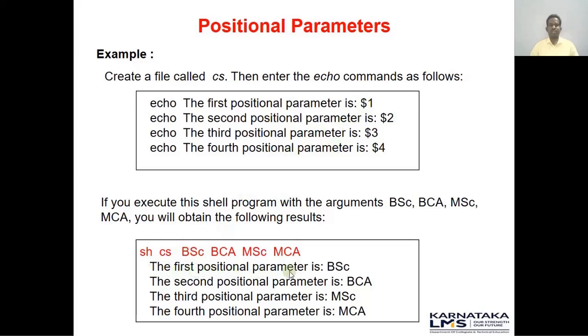The first positional parameter is BSc. BCA is referred by $2, we get BCA. MSc is referred by $3, we get MSc. MCA is referred by $4, we get MCA. Let us check this command on the terminal.